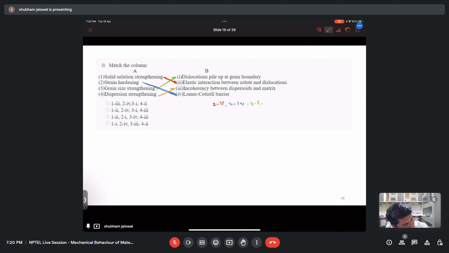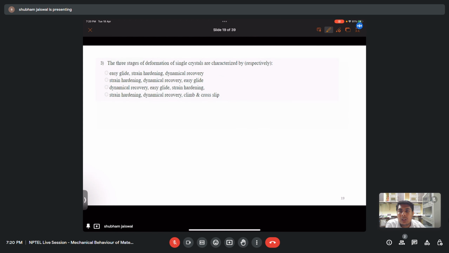So we have fourth, three. So the only option that is matching this sequence is the second one. So second one is our correct answer. Okay. So now here comes the next question.